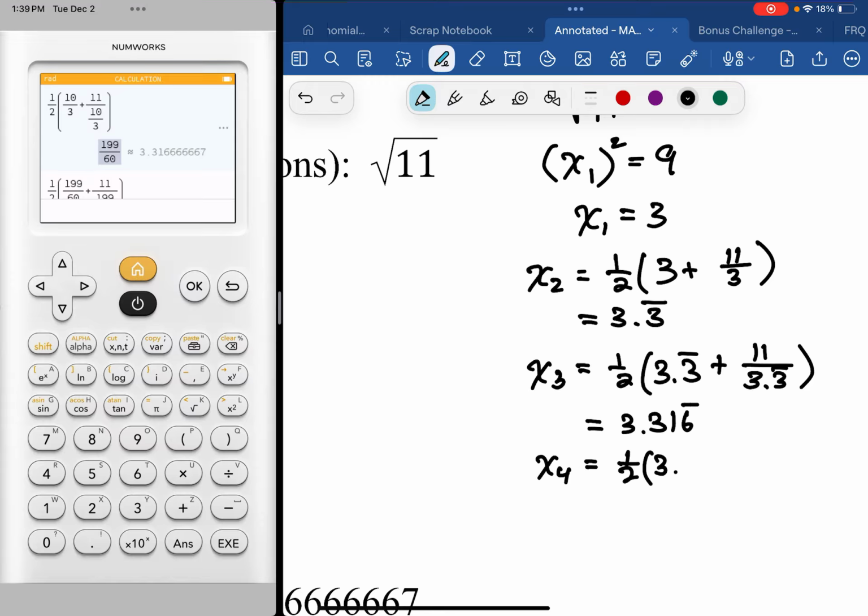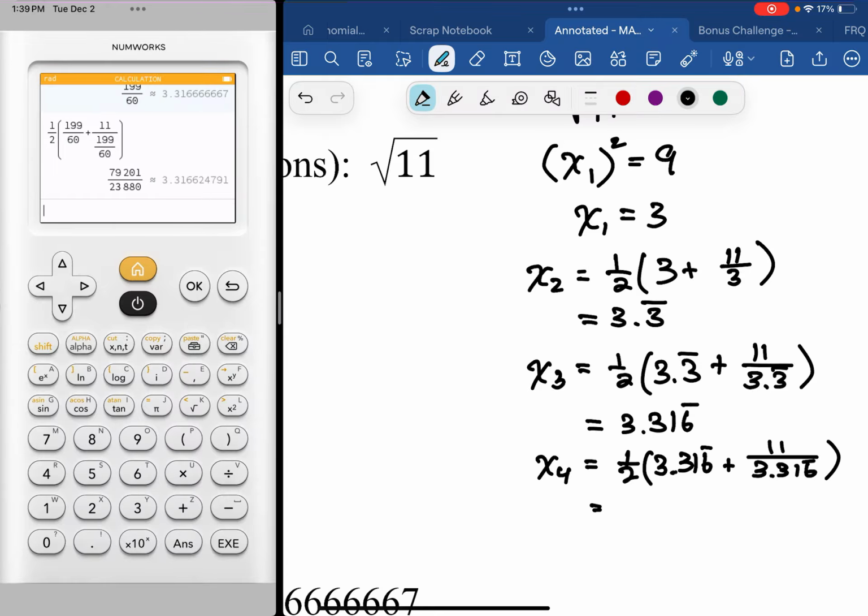I hit enter a second time. That wasn't on accident. Because what hitting enter a second time will do on most calculators is repeat the previous calculation. So it repeated the previous calculation of 1/2 times answer plus 11 over answer. So it took my previous answer, which is almost unrecognizable, the 199 over 60, but that is 3.316 repeated. If I hit enter again, it'll keep going.